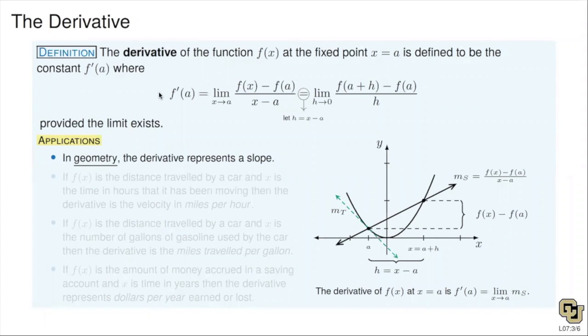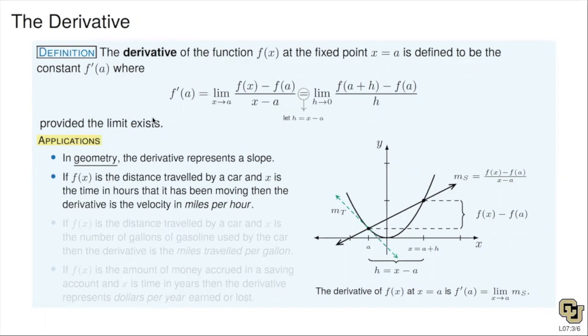And you know, some applications, so applied math. In geometry, the derivative represents a slope. But to say the derivative is a slope, that's not true. The derivative is its own thing. Yeah, it's a slope when we interpret it from a geometry point of view with graphs and whatnot. If f of x, instead of being the height of a function, represents the distance traveled by a vehicle, and suppose x is the time in hours.